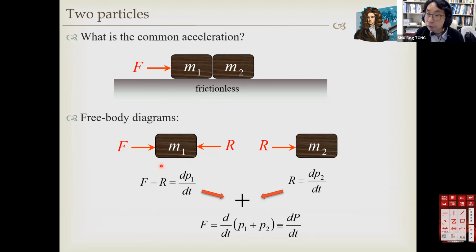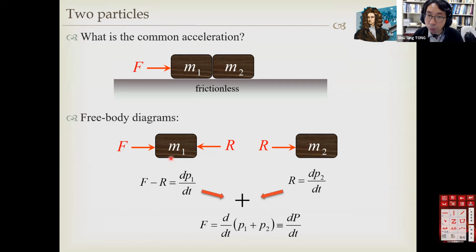Okay, so we draw the free-body diagram for M1 and M2 respectively. For M1, there are two forces acting on it. One is the horizontal net external force. The other force is from M2, okay? Because M1 and M2 are touching, they exert an action and reaction pair on each other. And that force I call R, okay? And of course, for the mass M2, there's also an action force acting on it, and that is again R.